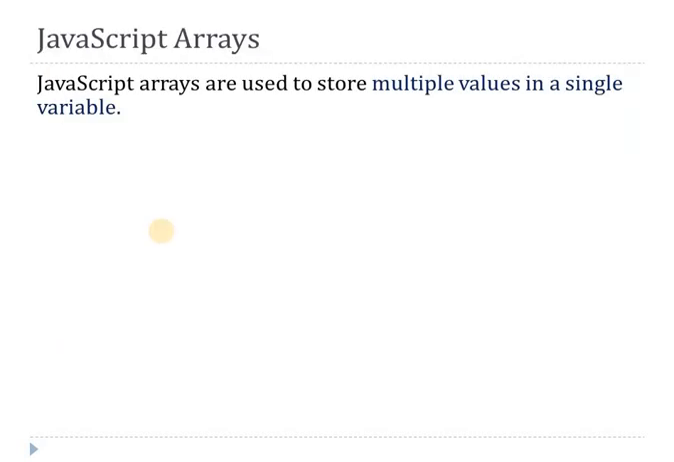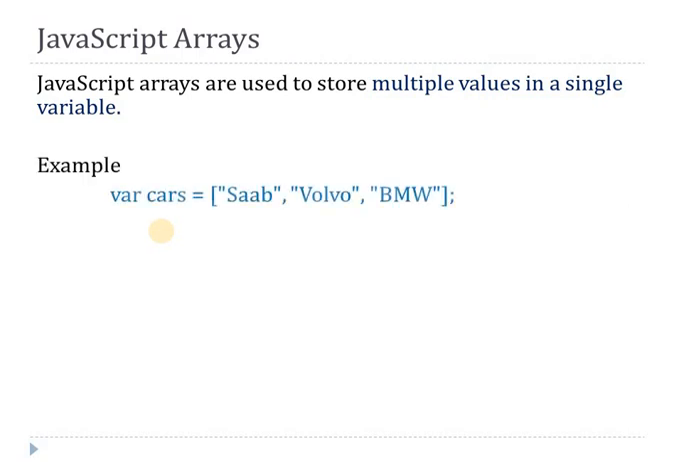Now, JavaScript arrays. If you check my JavaScript playlist, you can find another separate video related to arrays in JavaScript. In that video lecture, I have not covered methods related to arrays, so in this video session I am going to explain methods related to arrays. An array is used to store multiple values in a single variable. For example, if you want to create an array, you can declare and initialize it like this in JavaScript.